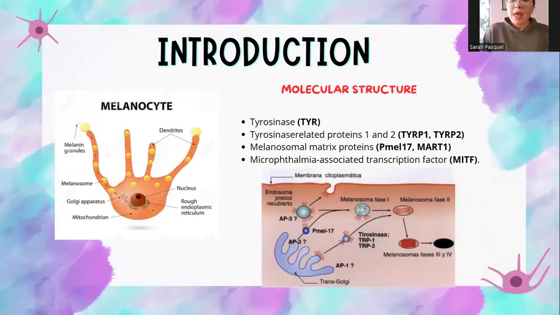Thank you, Karen. Melanocytes reside in the basal layer of the epidermis, where they form the melanoepidermal unit, a region of one melanocyte to 30 to 40 keratinocytes. The molecular structure presents tyrosinase-related proteins 1 and 2, melanosomal matrix proteins, and microphthalmia-associated transcription factor.